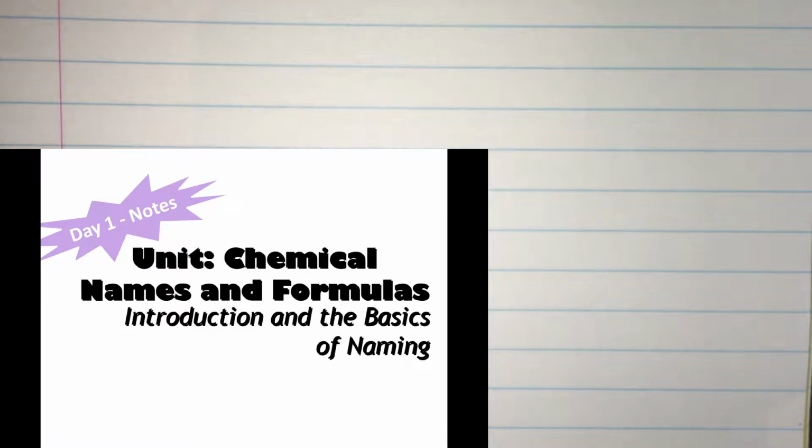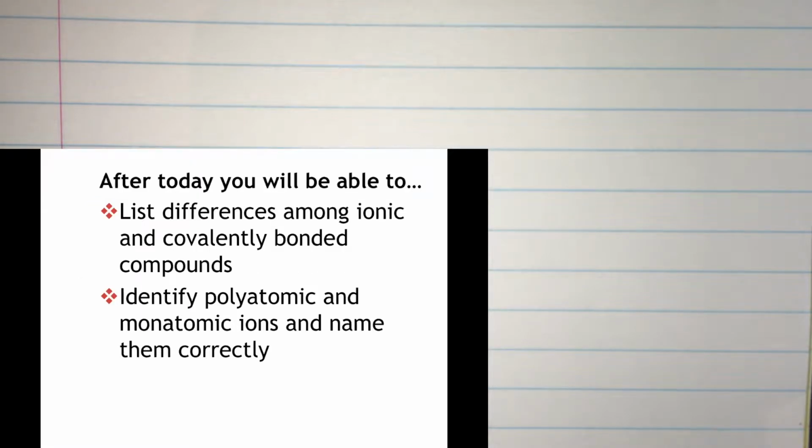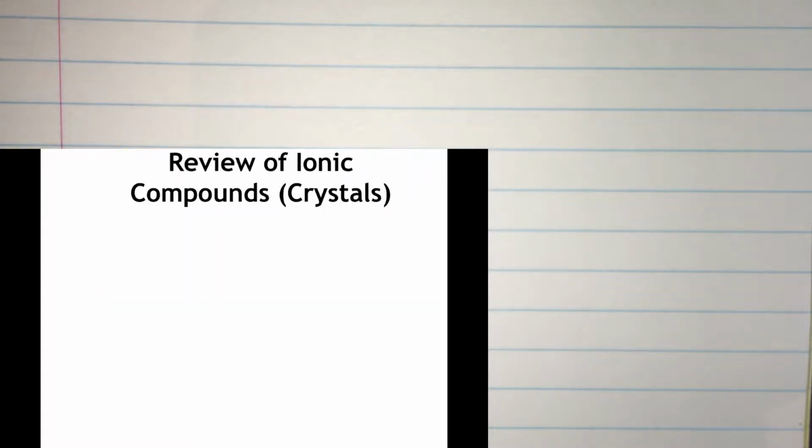Okay, so today we are going to do the introduction to naming compounds, or chemical names and formulas. We're just going to go over the basics, so it shouldn't take long. After today, I want us to be able to list the differences between ionic and covalent bonded compounds, which should be easy. That was literally the last unit. And I want us to be able to identify polyatomic and monatomic ions. That's it. That's pretty easy.